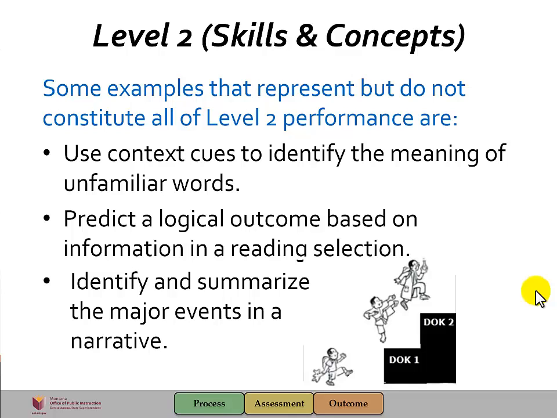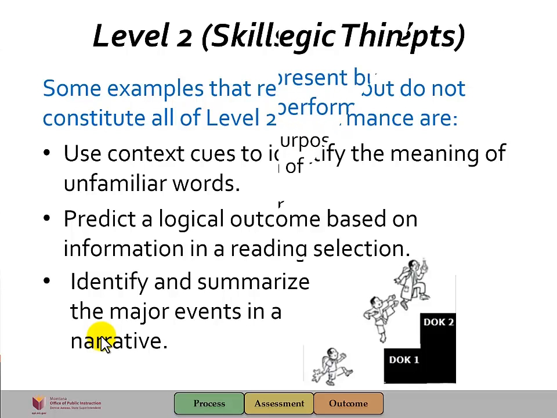A Level 2 assessment may require students to apply some of the skills and concepts that are covered in Level 1. Some examples that represent but do not constitute all of Level 2 performance are: use context cues to identify the meaning of unfamiliar words, predict a logical outcome based on information in a reading selection, identify and summarize the major events in a narrative. In writing, a Level 2 would be construct compound sentences, use simple organizational strategies to structure written work.